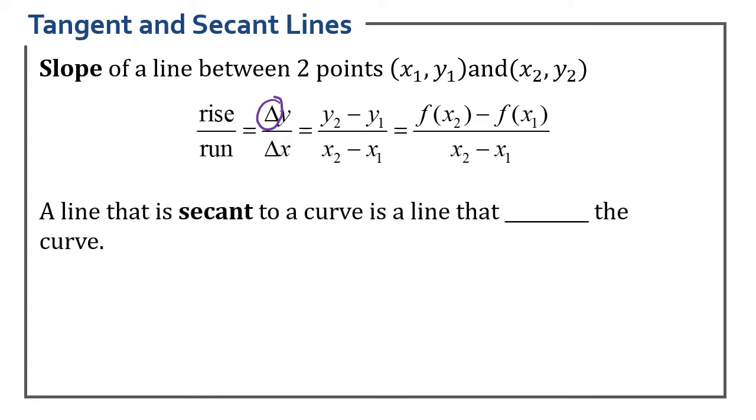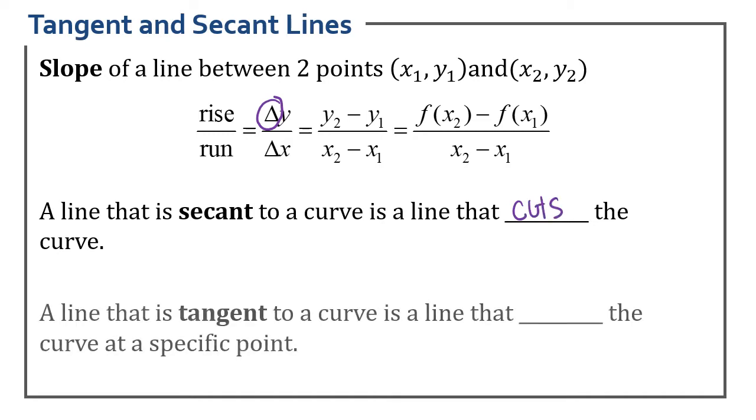Now some new terminology, secant. The word secant actually derives from the Latin word secare, which means to cut. A line that is secant to a curve is a line that cuts the curve. The word tangent also derives from a Latin word, tangens, which means touching. So a line that is tangent to a curve is a line that touches the curve at a specific point. We're going to use these two things to help us find the rate of change at a specific value of a nonlinear function.